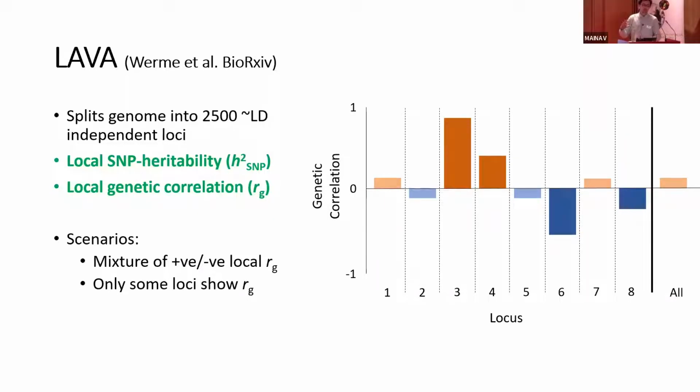So there may be, in fact, some loci that share genetic effects, whereas others do not. And there are even instances where you have a mixture of positive and negative local genetic correlations, which would otherwise not be detected by a genome-wide genetic correlation, which looks across all loci at the same time. So this figure just shows a description of this scenario, and you can see that multivariate methods that don't consider this variation in genetic correlation across loci could be limited.